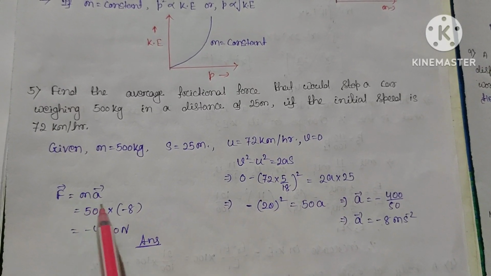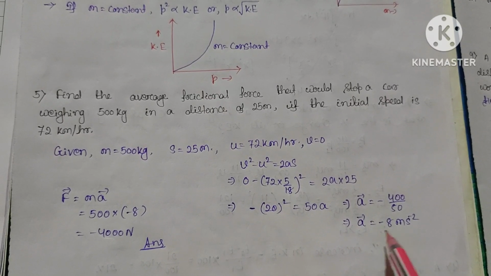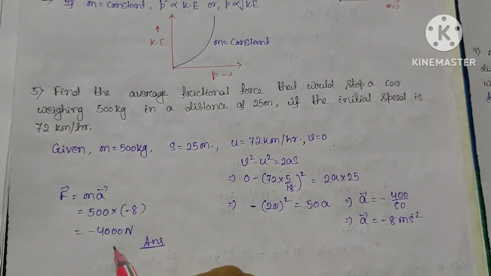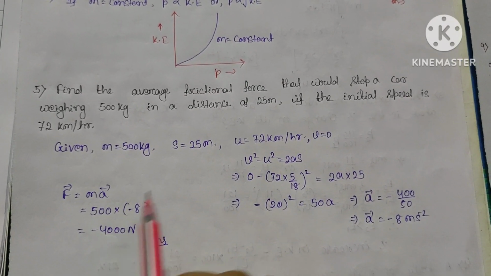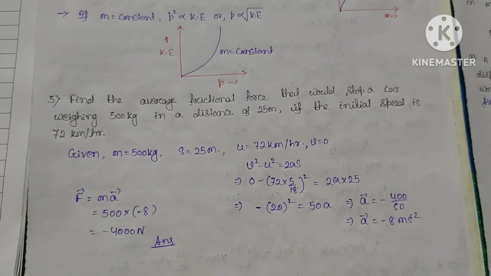So again force equals mass into acceleration. Mass is given 500 and retardation is minus 8. So this will be our resistive force or the frictional force, that is 4000 Newton. Okay, this negative sign implies that this is an opposing force, or this is the frictional force, that is 4000 Newton.